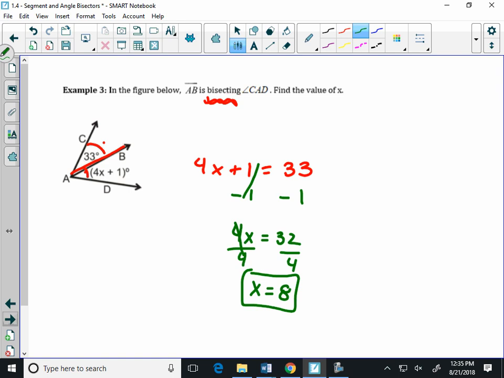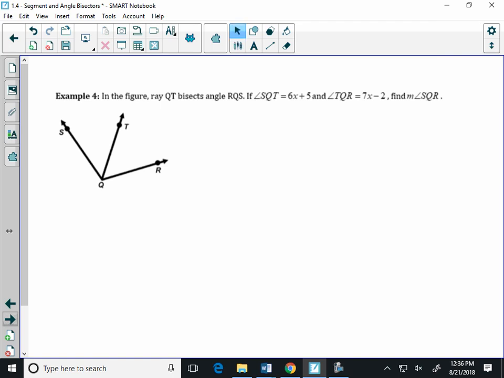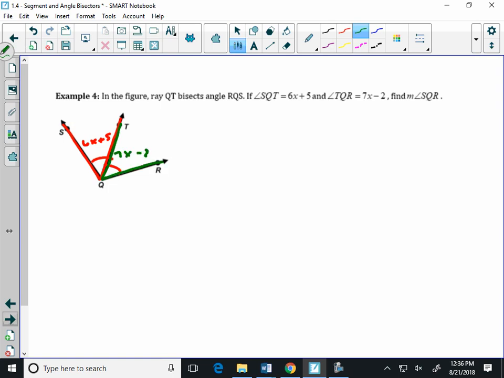Questions over that one? One more. Time to practice. So again, in this figure, ray QT bisects angle RQS. Okay? So again, what do we know about these two little angles if there's a bisector? They're the same. I'm going to put arcs there to show they're the same. Okay? It says SQT, that angle right there, is 6x plus 5. It's saying that TQR is 7x minus 2. Find the measure of SQR.